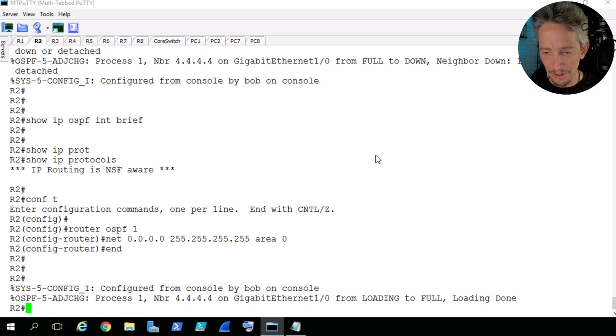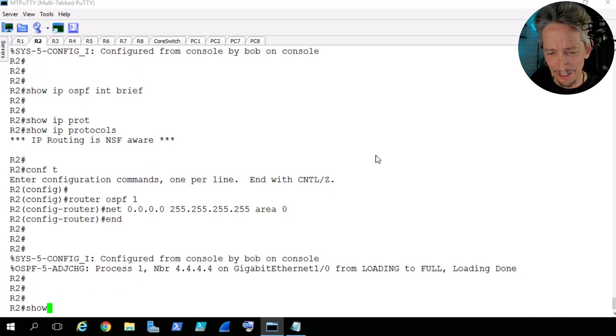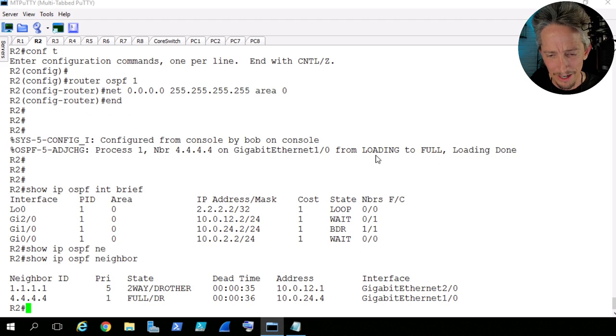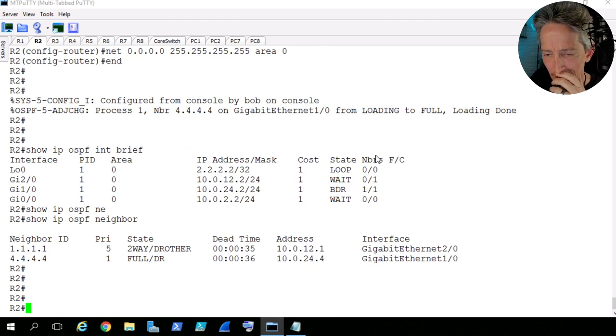Oh, how come you're going to full adjacency? Oh, do I have the network type still set to point to multipoint? Oh my, do I? Hold on a second. Show IP OSPF interface brief. Show IP. No, I don't. It's in the waiting state. Show IP OSPF neighbor. Oh, router 4.